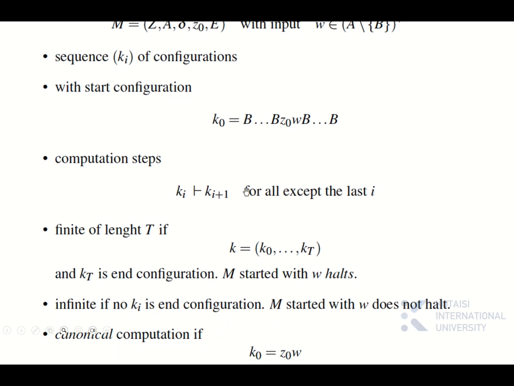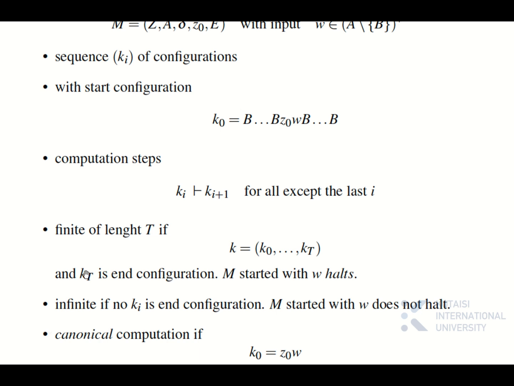Now, very importantly, you're making this step: you go from K0 to K1, K2, according to your delta. And now you say that your computation is of finite length T if, when you start at K0, go to K1, K2, there exists some number T such that KT is the end configuration, meaning that the state in this configuration is final.